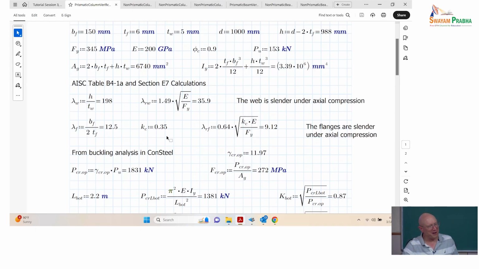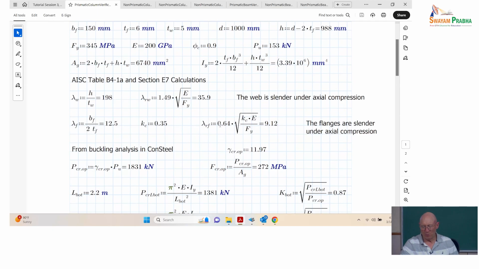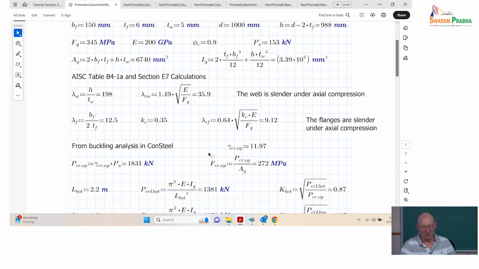So 0.35. That means the web is so thin it's actually destabilizing the flange. Okay. So we plug that into that. That's part of the equation for the non-slender limit of the flange here. When we have a welded 3-plate section, we got lambda rf is 9.12. Okay? So we got slender web and slender flanges in this cross section.